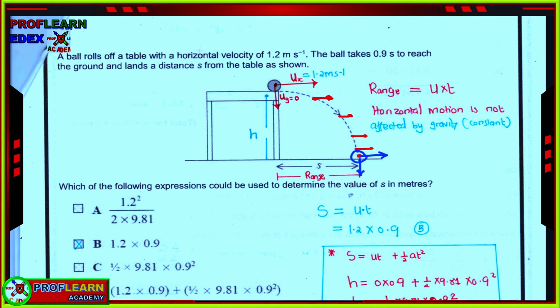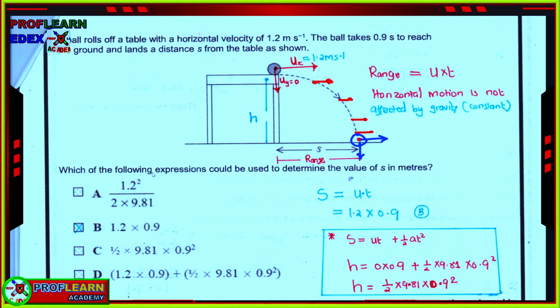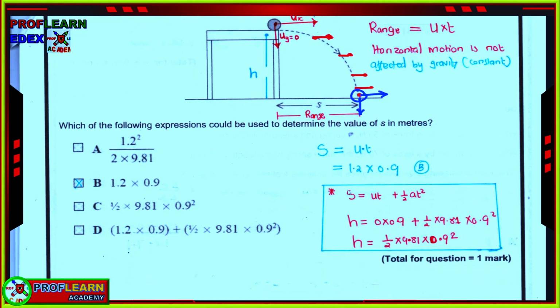So let us see which of the following expression could use to determine the value of S in meters. So we are going to use the formula S equals UT. What is S? S is the range. So of course, for you to find the range, you are going to use the formula here. But we need to know how long does it take to hit the ground, right?